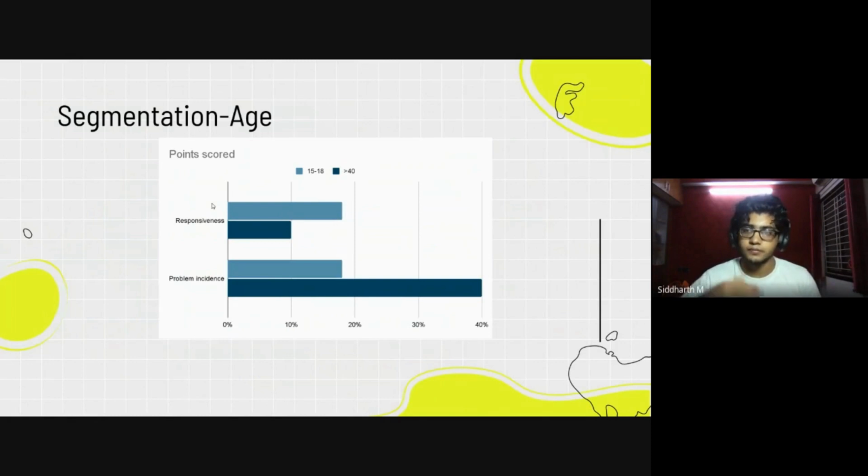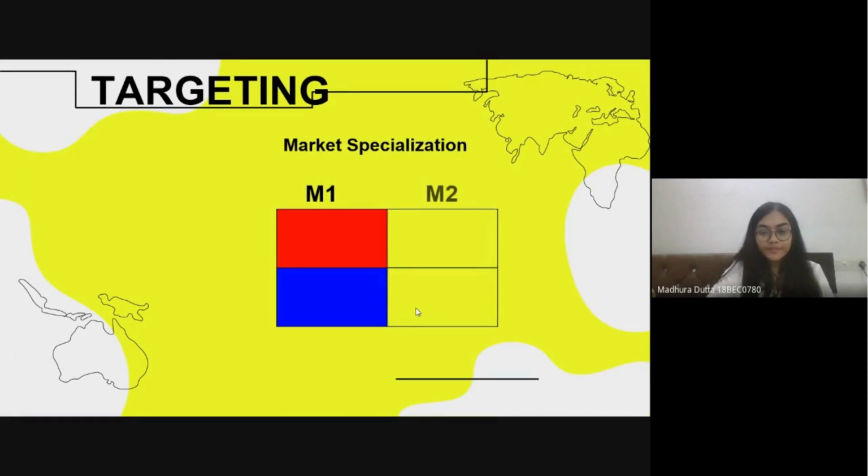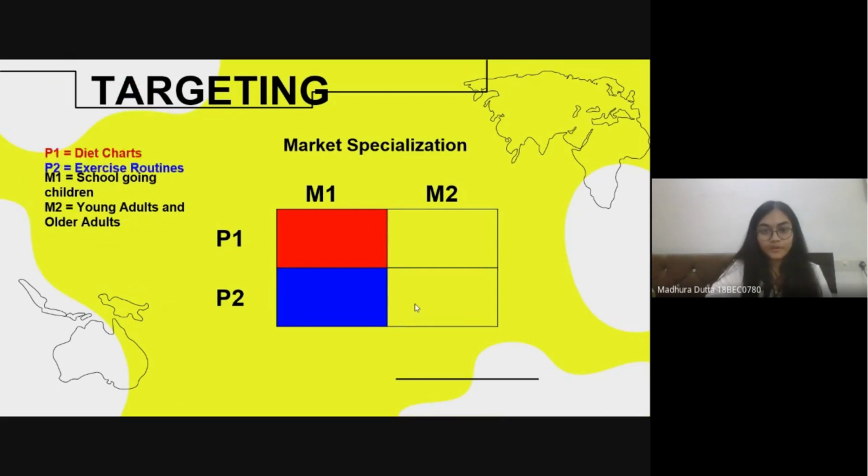Moving on to targeting. Market specialization would be the most optimal way to target our audience, which consists of children who attend primary, middle, and high schools. We'll be serving our target audience with diet charts and exercise routines for now. After achieving a break-even point, we can expand our business by creating more product lines like gym equipment and calorie deficit food products, thus transitioning into a selective specialization pattern. This will help our target market become healthier in their most comfortable way.